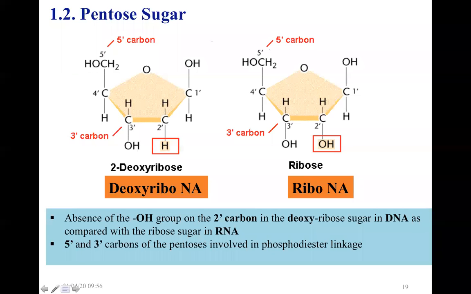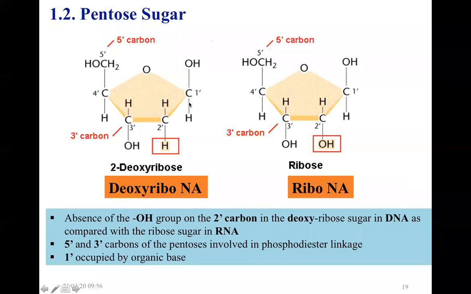And the 5' and 3' carbons of the pentose are involved in phosphodiester linkage. So this 3' carbon atom and the 5' carbon atom, this one. If you name the carbon atoms 1, 2, 3, 4 and 5, the 3' carbon atom and the 5' carbon atom are involved in phosphodiester linkage formation. So this is where the phosphate groups will bind, 3' and 5'.